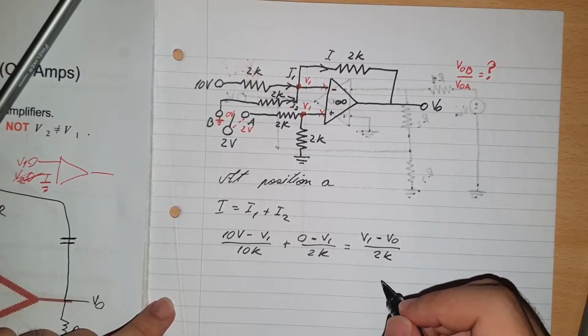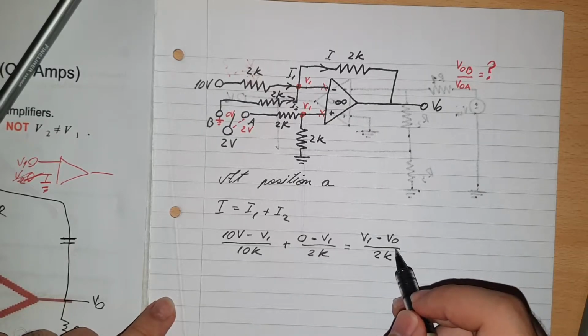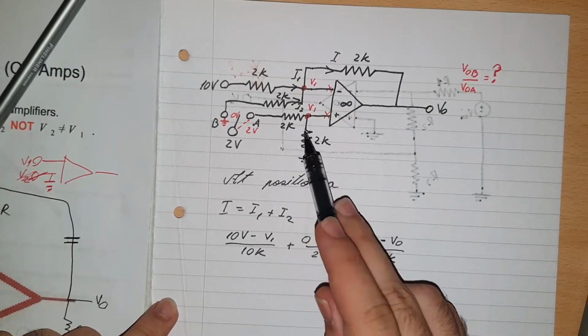Now the problem that we have is that we have 2 unknowns. We have V1 as an unknown, and we also have V out as an unknown. And what we can do is determine the value of V1.